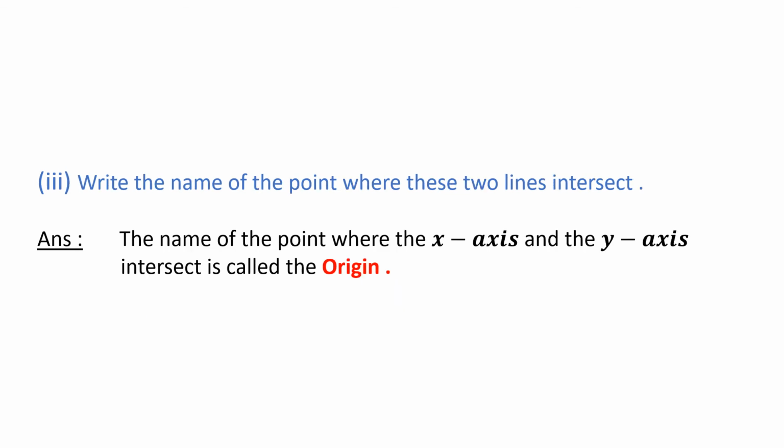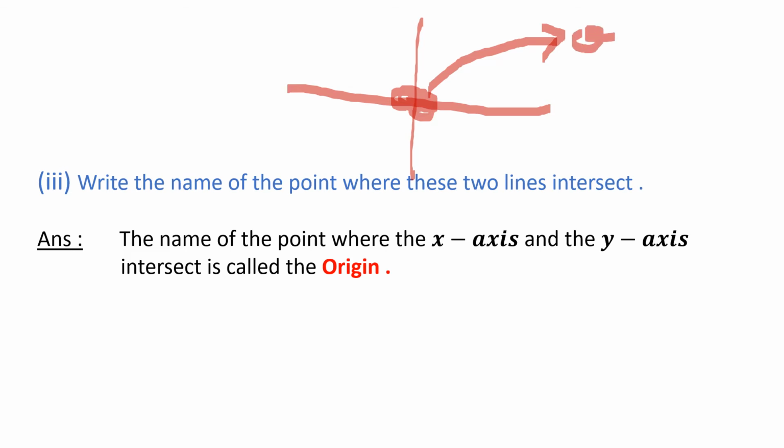Now the third part of the question. Write the name of the point where these two lines intersect. So these two lines mean the horizontal line and the vertical line. They intersect at one point, and this point is called what? We have already studied yesterday. This point is called the origin. So that is what they have asked us to write.